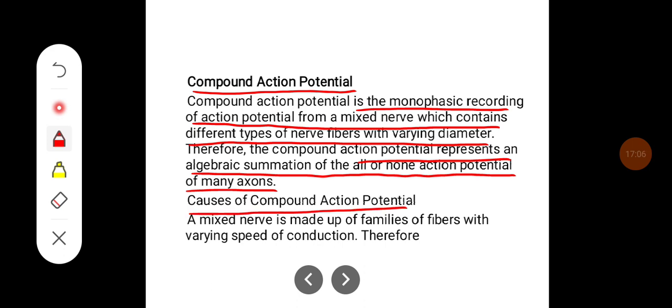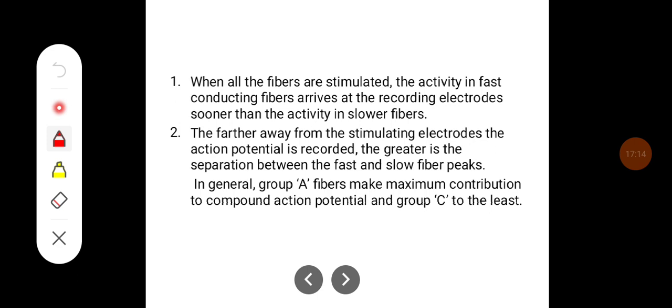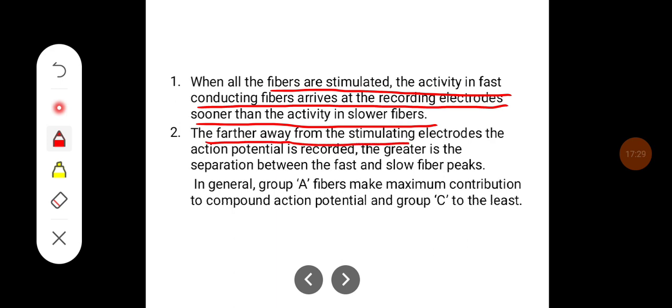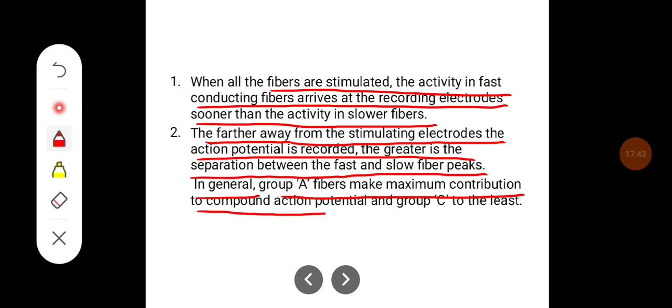The causes of compound action potential are: a mixed nerve is made up of families of fibers with varying speed of conduction. Therefore, when all the fibers are stimulated, the activity in fast conducting fibers arrives at the recording electrodes sooner than the activity in slower fibers. And the farther away from the stimulating electrodes the action potential is recorded, the greater is the separation between the fast and slow fibers. In general, group A fibers make a maximum contribution to compound action potential and group C the least.